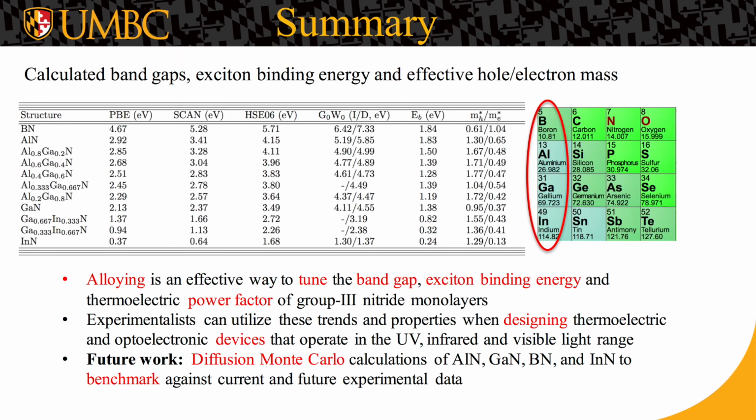Here we have a table summarizing the different band gaps calculated with various functionals, in addition to the effective masses and the exciton binding energies. We conclude by saying that alloying is an effective way to tune the band gap, exciton binding energy, and thermoelectric power factor of group 3 nitride monolayers. We hope that experimentalists can utilize these properties and trends when designing devices that operate in different ranges.